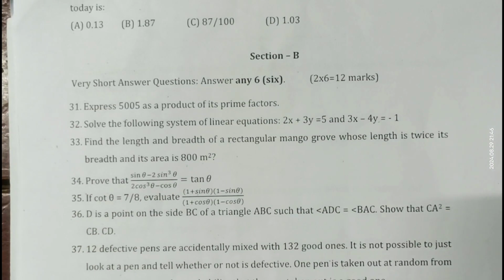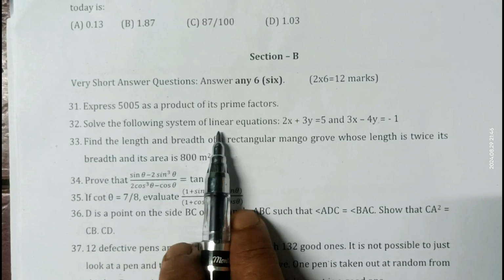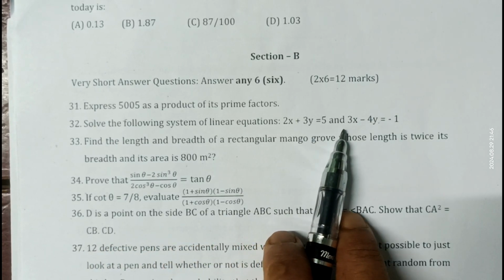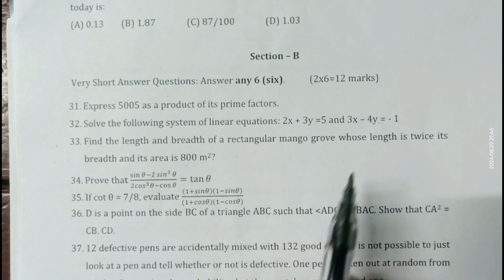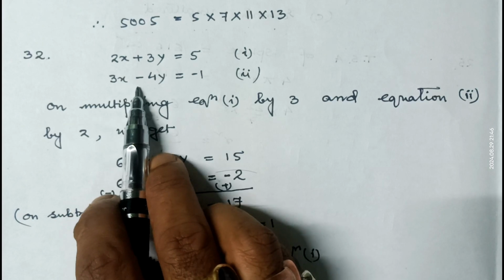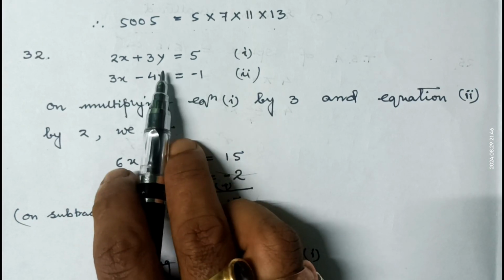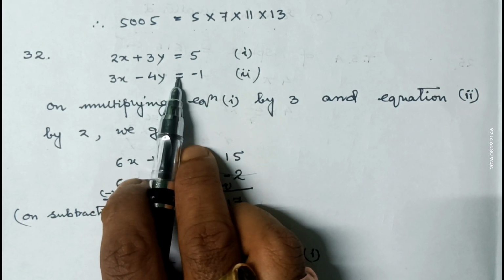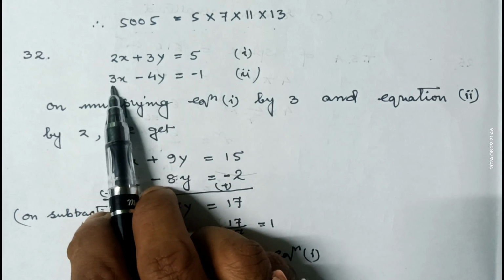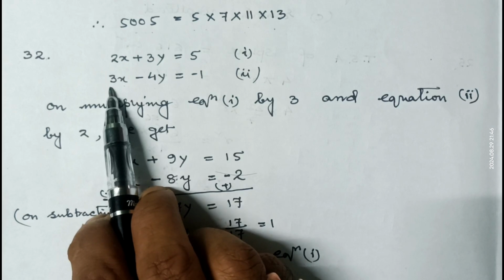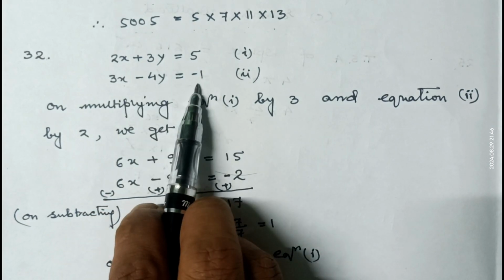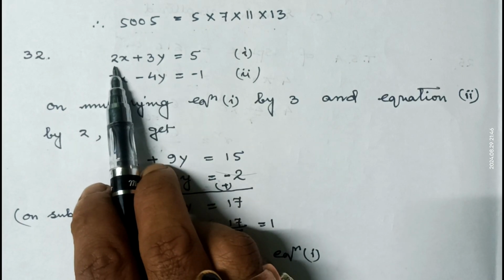In question number 32, it is given that solve the following system of linear equations: 2x plus 3y equals 5 and 3x minus 4y equals minus 1. Here first equation is 2x plus 3y equal to 5 and second one is 3x minus 4y equal to minus 1. I am going to use elimination method to solve this. Now first equation we have to multiply by the coefficient of x in the second equation. Here coefficient is 3. With this 3 I am multiplying first equation, and second equation we have to multiply by the coefficient of x in the first equation.